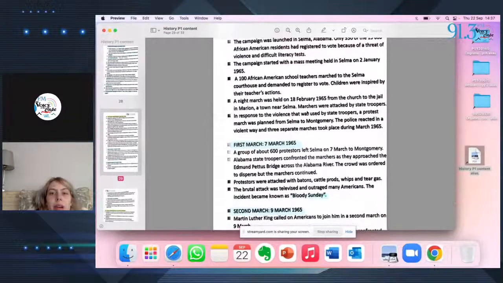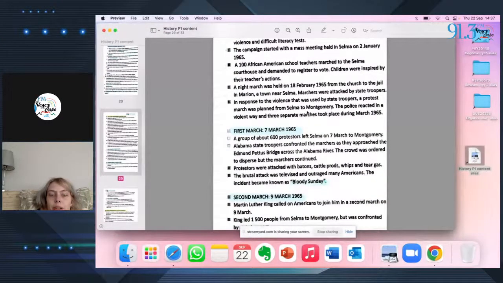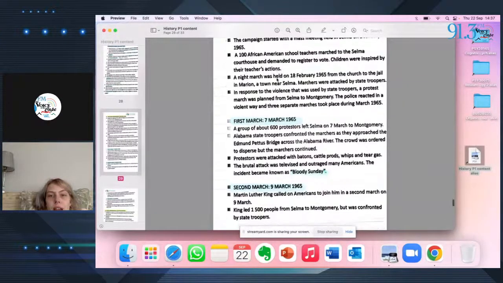The campaign started with a mass meeting held in Selma on 2 January 1965. 100 African American school teachers marched to the Selma courthouse and demanded to register to vote. Children were inspired by their teachers' actions.